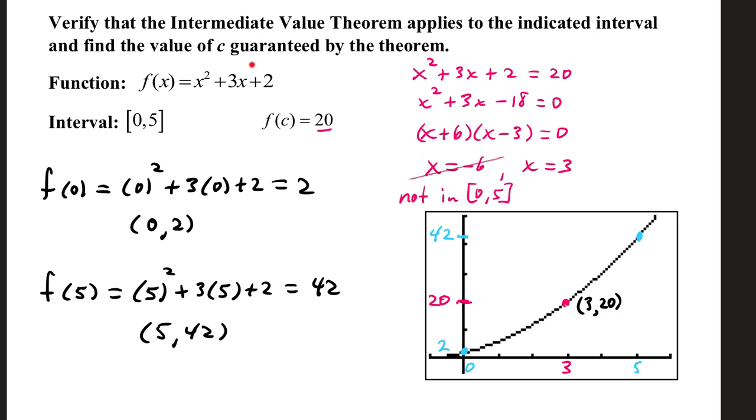So what I did was I took my function, x squared plus 3x plus 2, and I just set it equal to my target value 20. Subtract 20 on both sides. Factor this trinomial as x plus 6, x minus 3. Set each factor equal to 0, and you'll get x equals negative 6 and x equals positive 3. Since negative 6 is not in our interval of interest, I just lightly crossed it out. Positive 3 is inside the interval 0 to 5, and so that's how I knew my x value would be 3 and my answer would be 20.